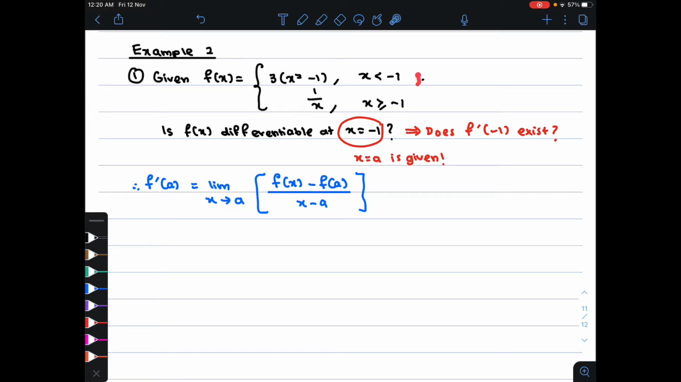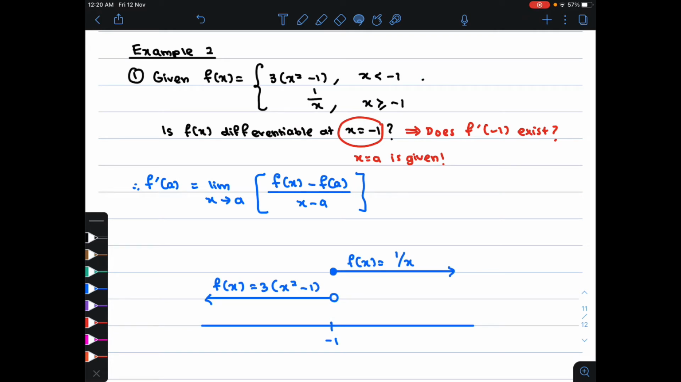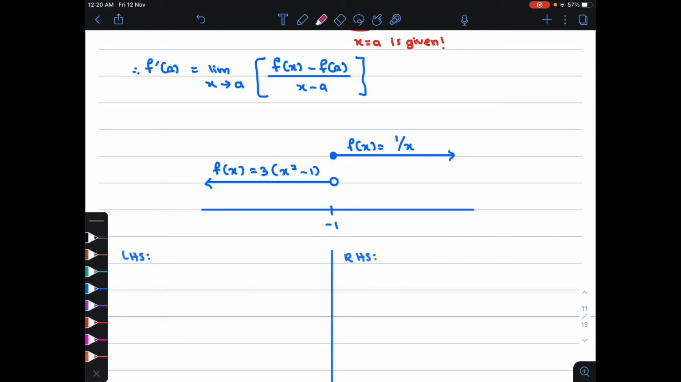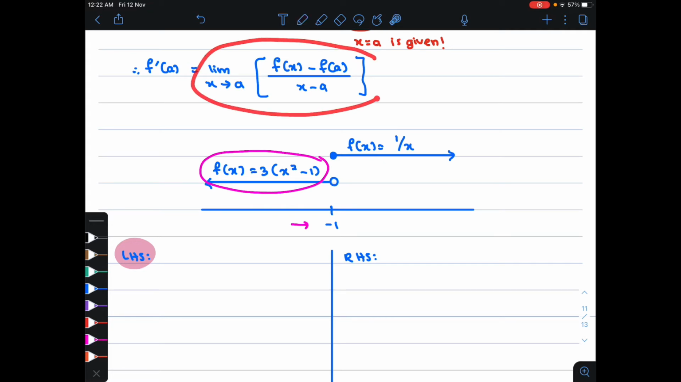But first thing first, draw your number line for f(x), which is this one. So, if you need to find whether f prime negative 1 exists or not, and you have this piecewise function, you need to determine the left-hand side and the right-hand side. So let's start with the left-hand side first. As x approaches negative 1 from the left-hand side, this is our f(x). So copy down this formula and bring it to here.